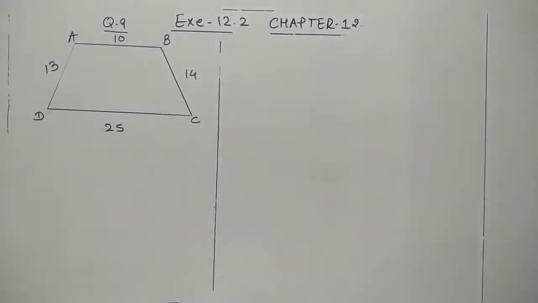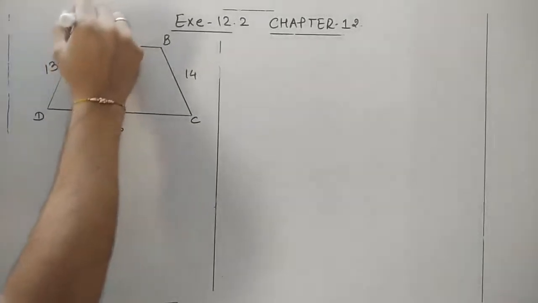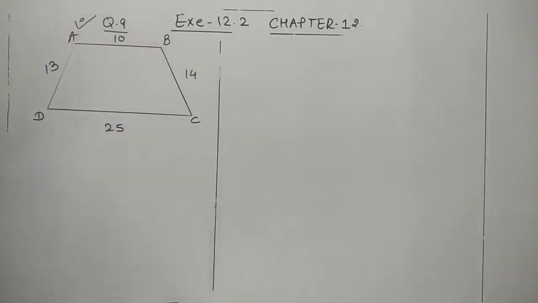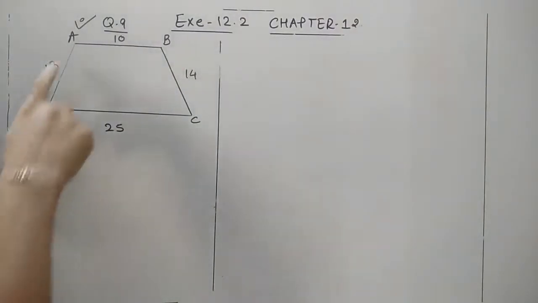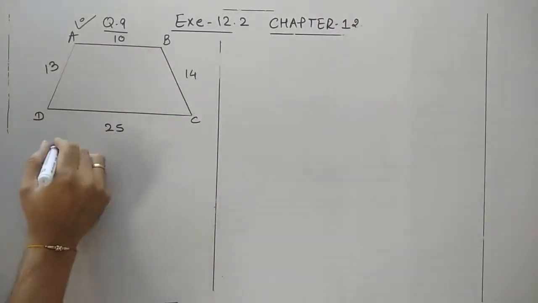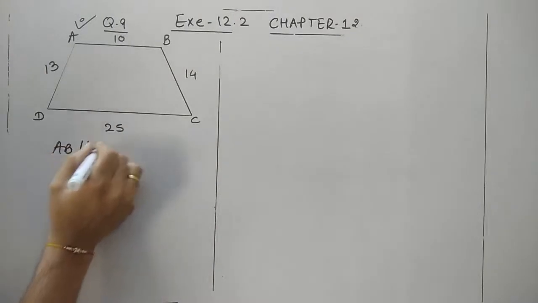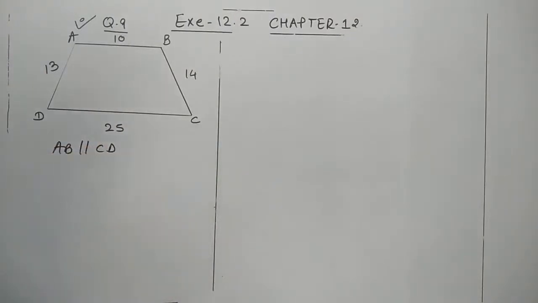With the last question of this exercise. Remember students, this is considered one of the most important questions of this exercise. It is given a field in the shape of a trapezium. We have taken ABCD where AB is parallel to CD. The lengths of the sides are given.